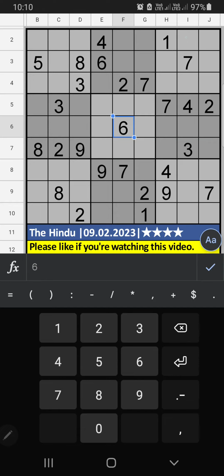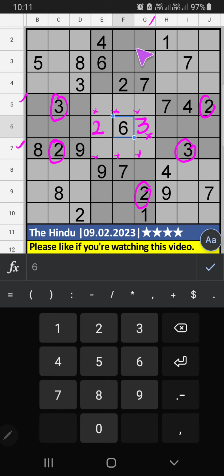4 star Sudoku. 5th row, 7th row, we have pair numbers 2 and 3. So 2 and 3 can't come in these cells. It will come in another 2 cells. Column G, we already have 2. So 2 can't come in the cell. 2 is confirmed here. Then 3 is here.